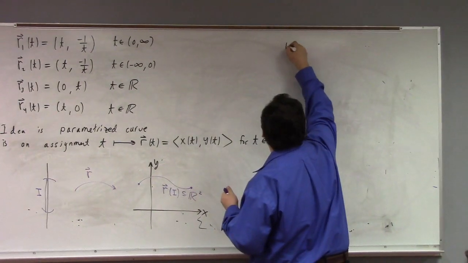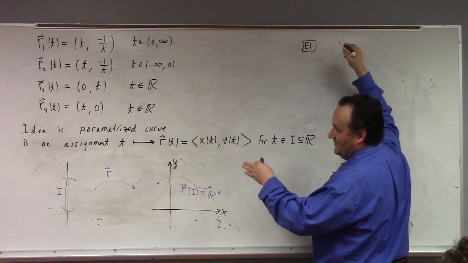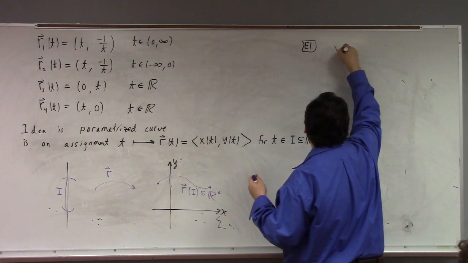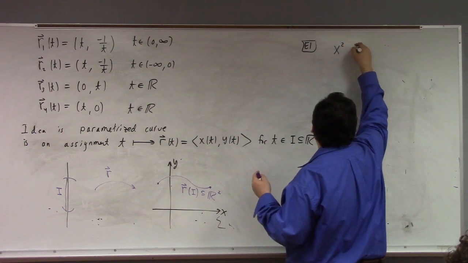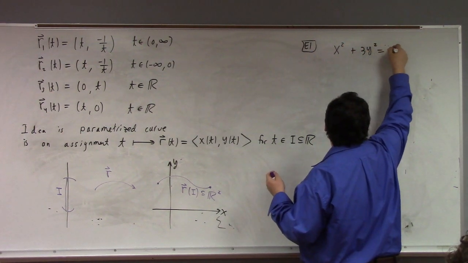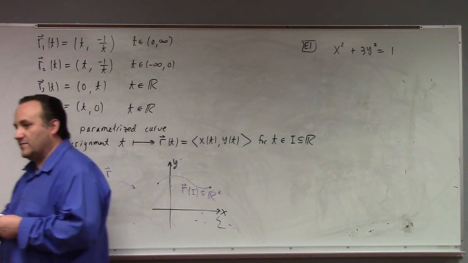So let's see here. How about this? Well, I guess that was example one. Here's a more reasonable example one. We could have something like x squared plus 3y squared equals 1. All right? Suppose you want to find a parameterization of this curve. How do you do it?